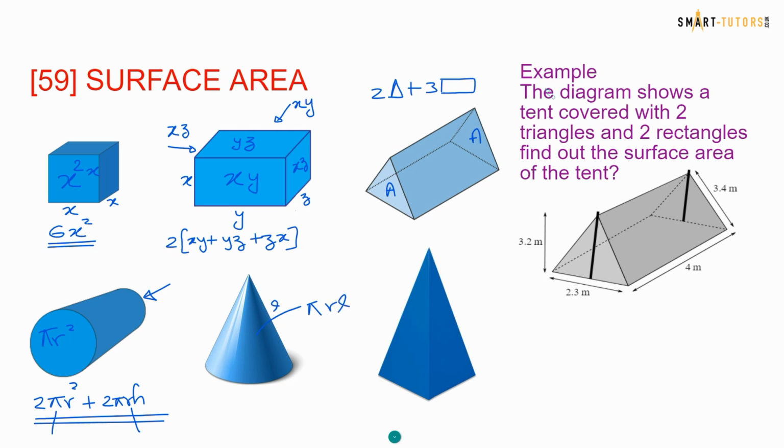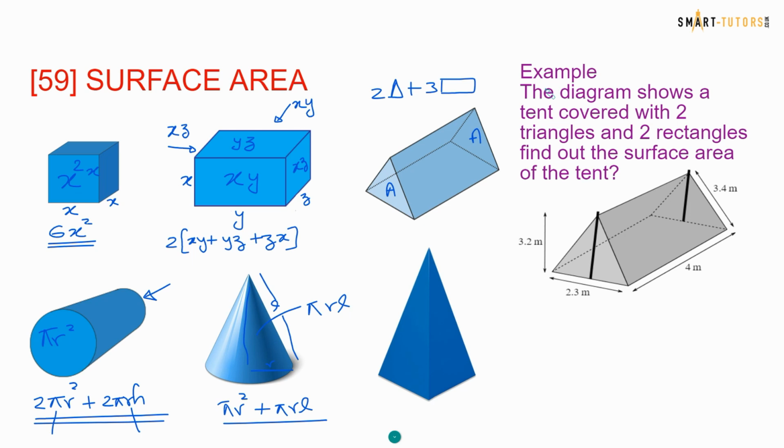Careful, the l is the slant length and r is the radius, and pi r squared is the bottom area plus pi r l. You have to read the question carefully. If they ask for a curved surface, only pi r l; the bottom flat surface is pi r squared. So total means adding the bottom.